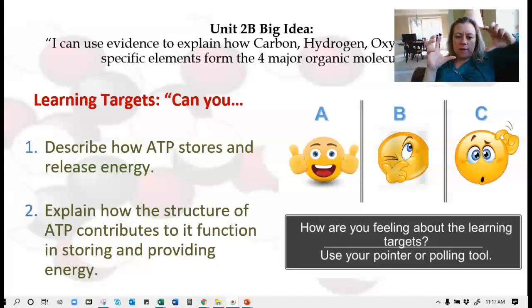And we've described how that structure with the tail, you just pop off that little phosphate group on the end. We've talked about how when you pop that off, then it releases the energy it's holding.